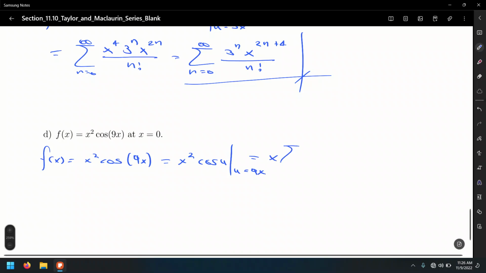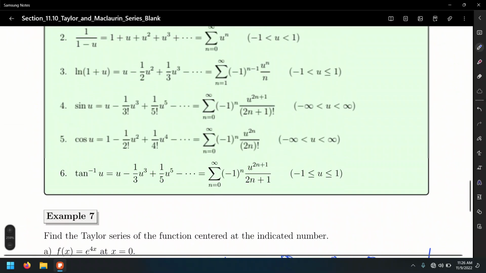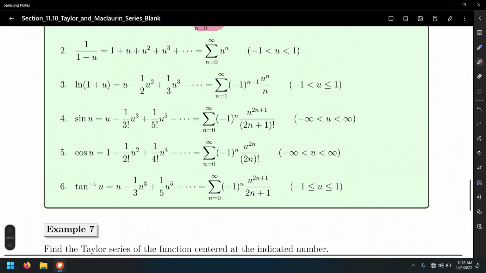Well, x squared sigma n equals 0 to infinity. Now we need to look for the power series representation for the cosine function, not anymore for the exponential function. Let's go back to the previous page and identify that one. And so cosine u, that series representation is an alternating series, u to the 2n over 2n factorial.